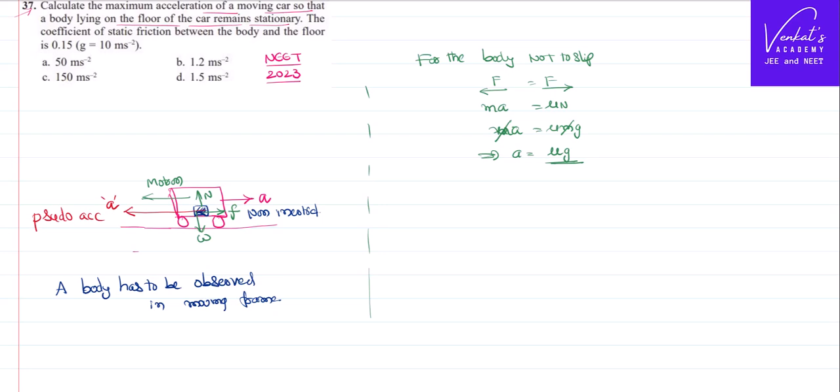If the car has more acceleration than that, friction is unable to hold the body, and the body will move. So acceleration a equals mu g. Mu is given in the problem as 0.15, and g is given as 10. So 0.15 into 10 is 1.5 meter per second square, which is the answer for the problem.